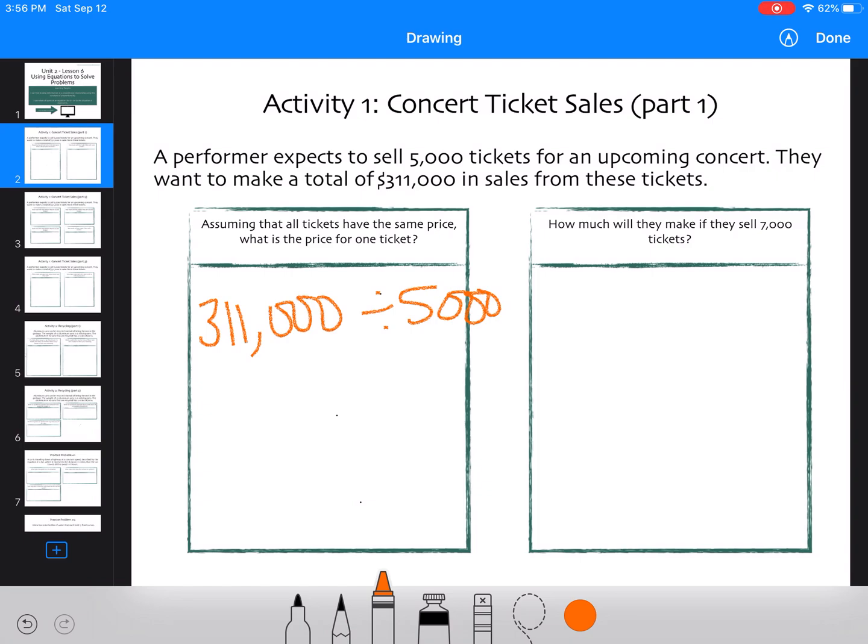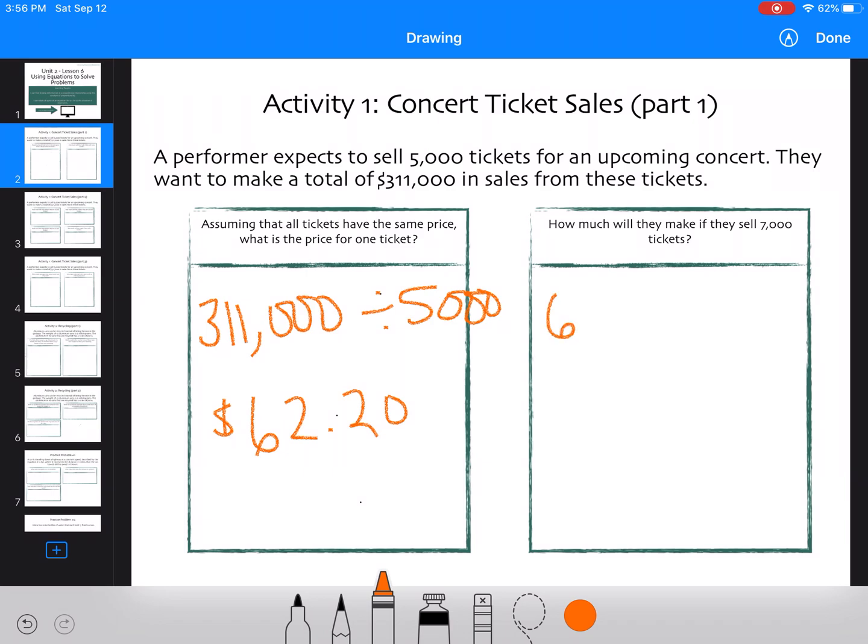Now we know that this isn't a perfect universe, because if I was going to a concert, the tickets closer to the stands or closer to the stage would be more expensive than the tickets further away. But in this magical universe, they're all $62.20. How much will they make if they sell 7,000 tickets?